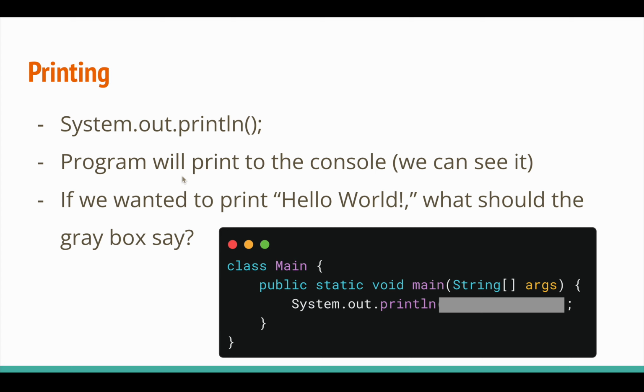So when you want to print in Java, simply write system.out.println, or commonly said as println. And this will allow you to print anything to the console so we can see it. So as an example, if you want to print hello world, what do you think the gray box should say? Pause and think about it. So it should have hello world wrapped around double quotes.